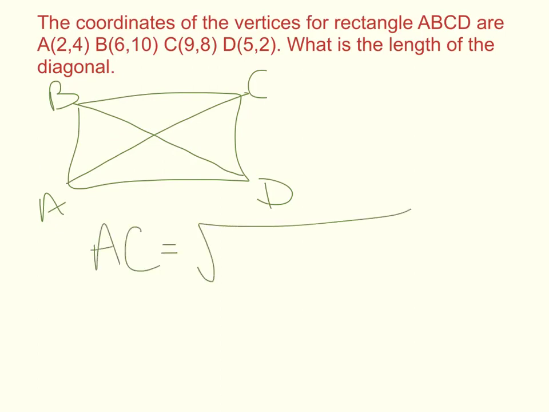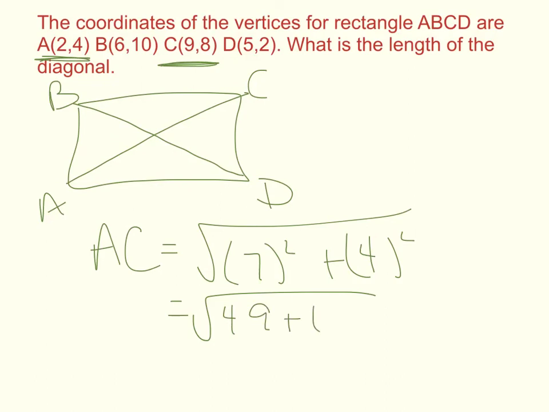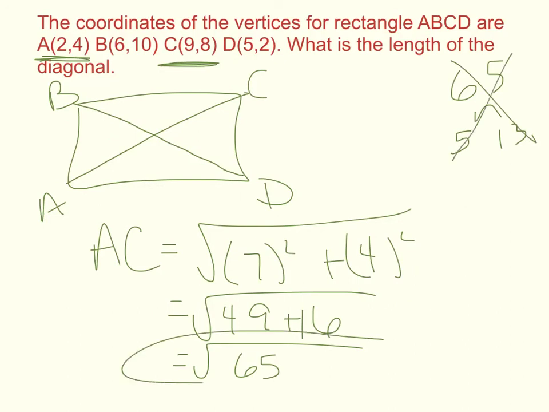So you have the square root of, remember we're using these 2 points, so we'd have 9 minus 2, which is 7 squared, plus 8 minus 4, which is 4 squared, so you'd get the square root of 49 plus 16, which is the square root of 65. Then you got to think of any perfect squares that would go into 65. If you did a factor tree, you'd get 5 and 13. Nothing goes into that, so your square root of 65 would be your answer. Okay, so that's the distance formula and the Pythagorean theorem. Go ahead and do the independent practice for that.